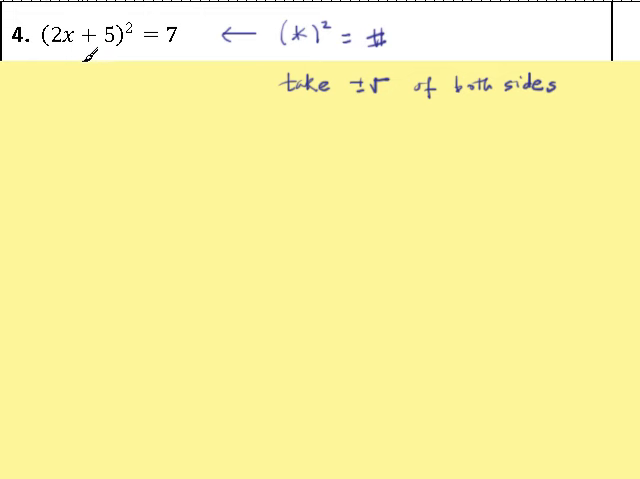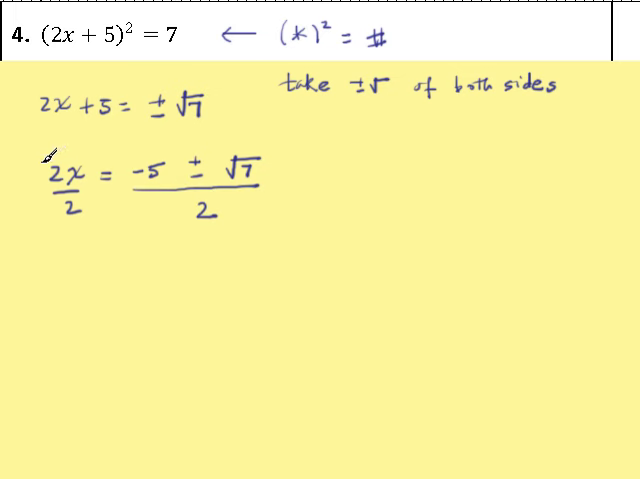So square rooting the left, we have 2x plus 5. And on the right, we have plus minus square root 7. And now we're going to take the 5 and bring it to the other side as a minus 5. So we have 2x is equal to negative 5 plus or minus square root 7. And now divide by 2. Okay, and there's our solution.